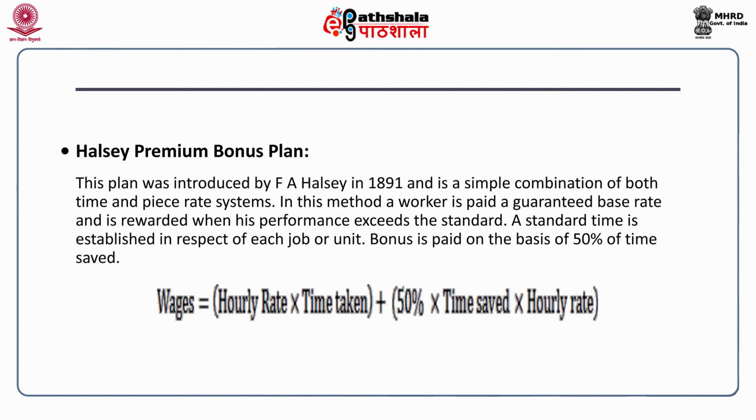As a result of increase in output, the total cost per unit falls. This is because fixed overheads are distributed over a larger volume of output. Thus, the firm finds it possible to reward its workers directly in proportion to the production or output.